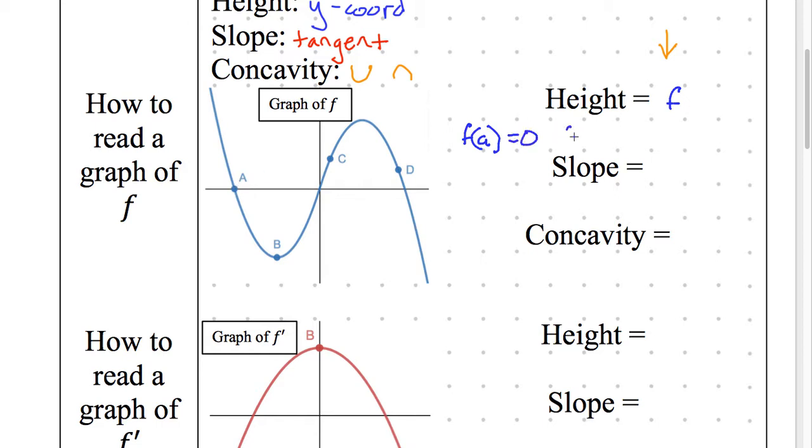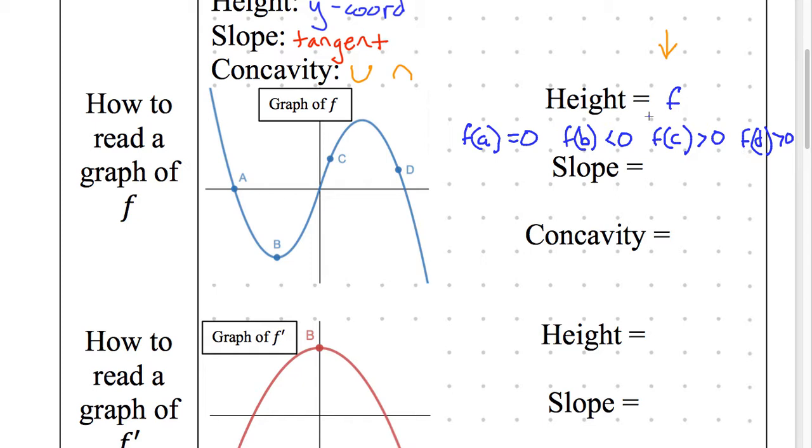What about f of b? What is the height at b? Positive, negative, 0? Shout it out. Negative. It is negative. It's less than 0. What about f of c, the height at c? Positive, greater than 0. And finally, ran out of room, but f of d, the height at d, is it positive, negative, 0? Positive. Perfect.